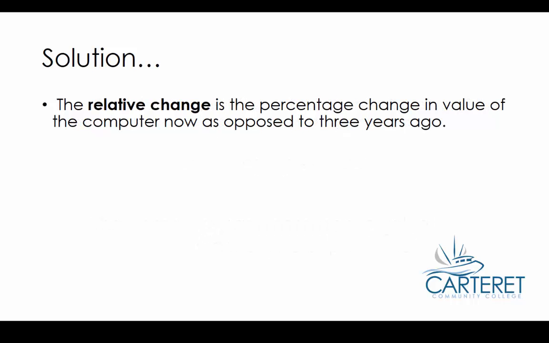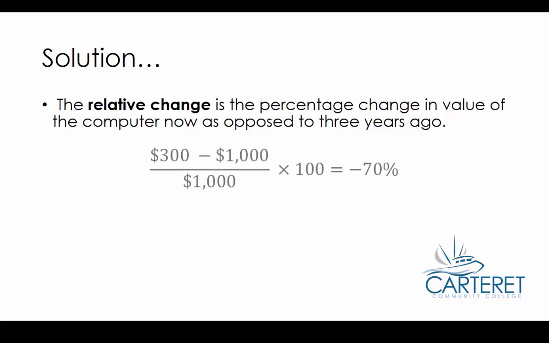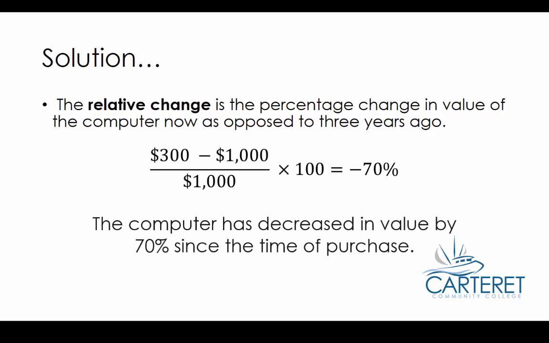The relative change is the percentage change in value of the computer now as opposed to 3 years ago. It can be found by plugging into the formula. We can conclude the computer has decreased in value by 70% since the time of purchase.